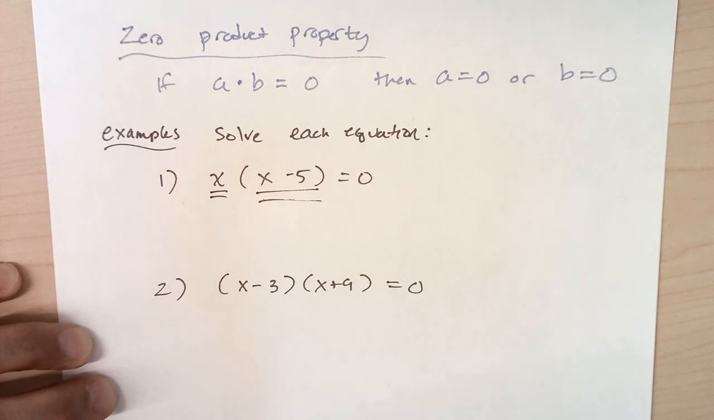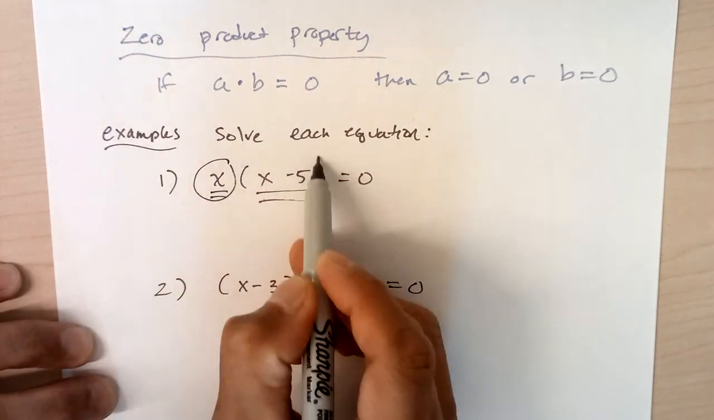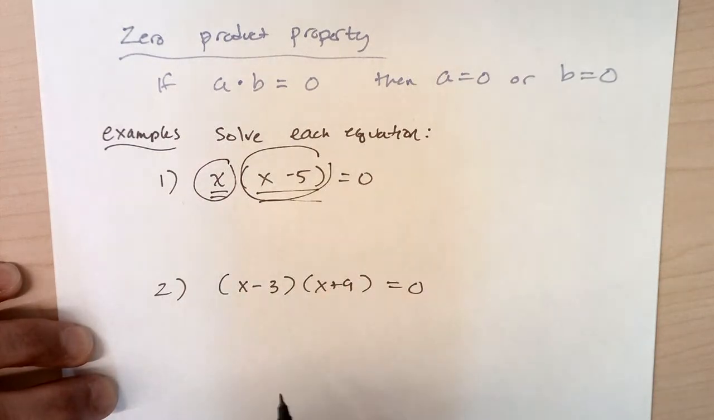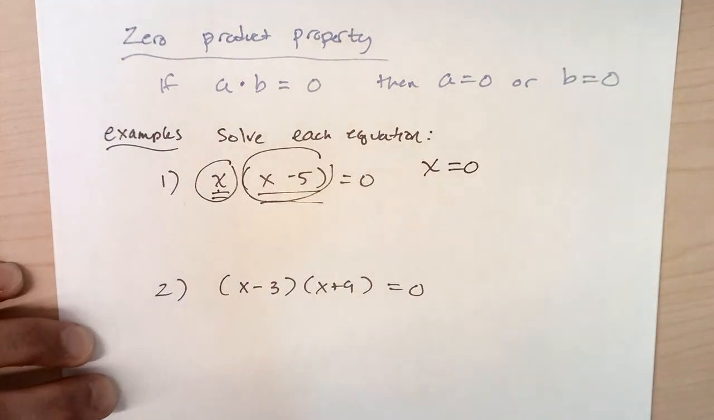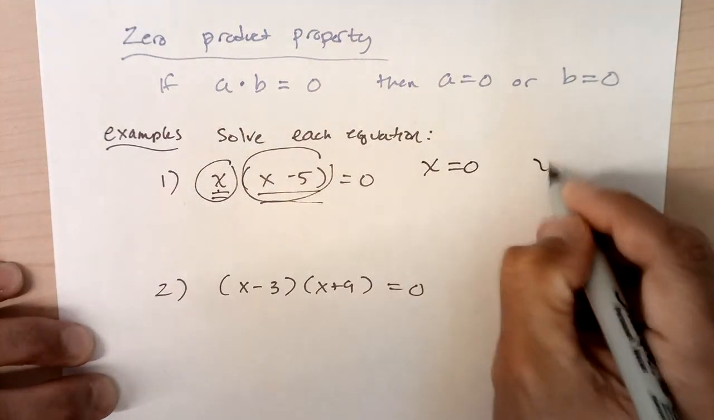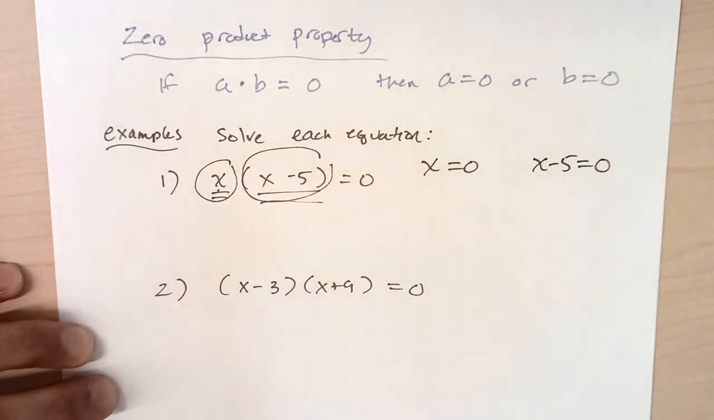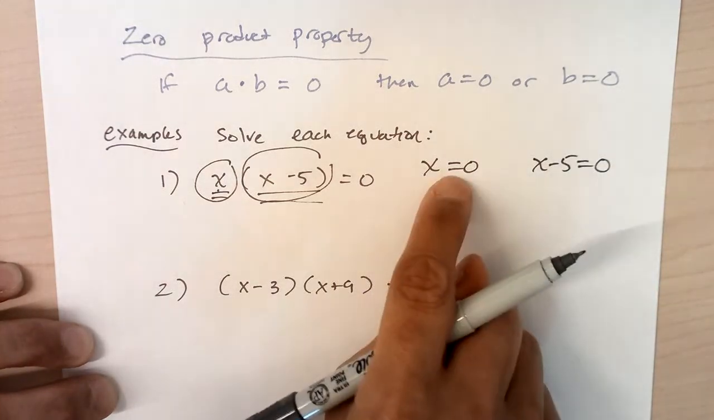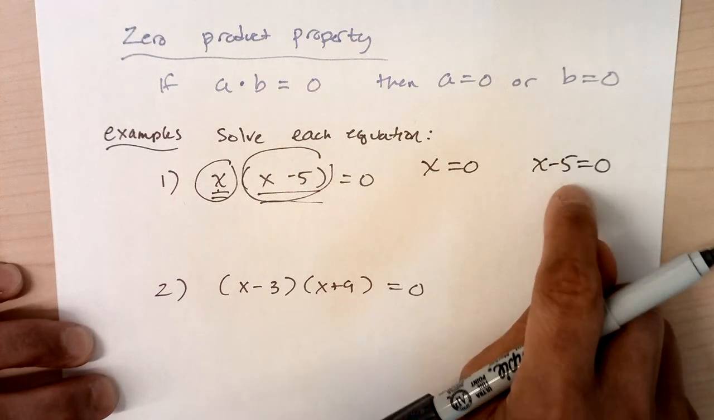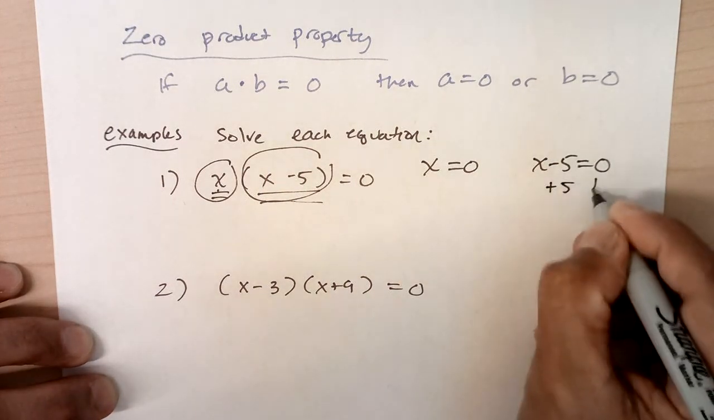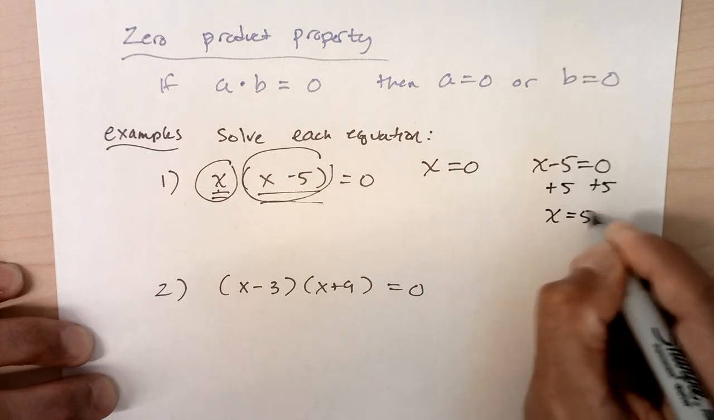So in order to solve this, we're actually using the zero product property. Since we're multiplying these two things together and they equal 0, one of them has to be equal to 0. So we could say either x equals 0, and that's already solved for us, or x minus 5 equals 0. That's using the zero product property. This is already solved. The variable is already isolated. This is not solved, but it should be a very easy equation to solve. We add 5 to each side. x is equal to 5.